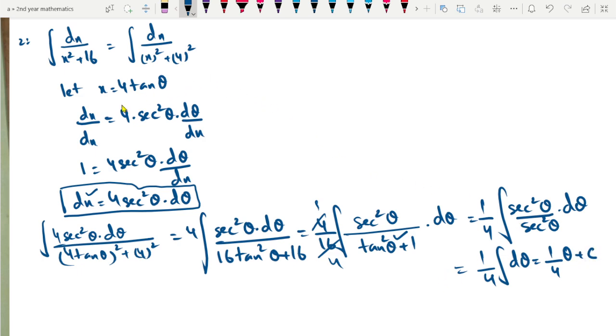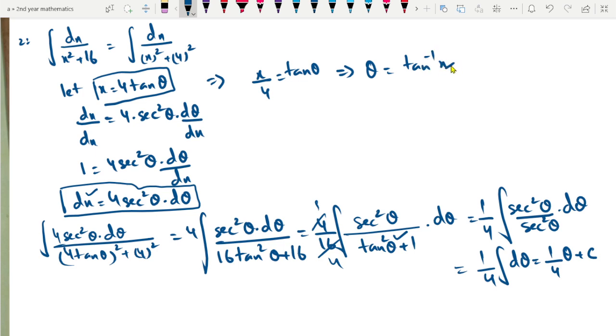Here x divided by 4 is equal to tan of theta, which implies that theta is equal to tan inverse of x divided by 4. So at the place of theta, put this value: 1 divided by 4 tan inverse of x divided by 4 plus c. So this is our answer.